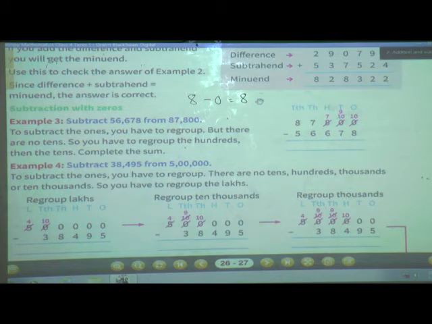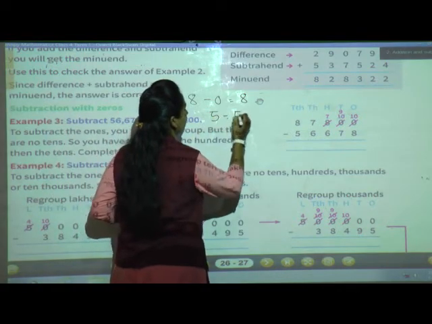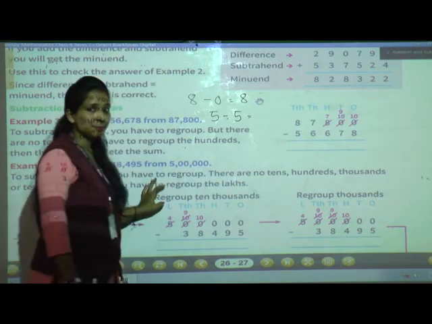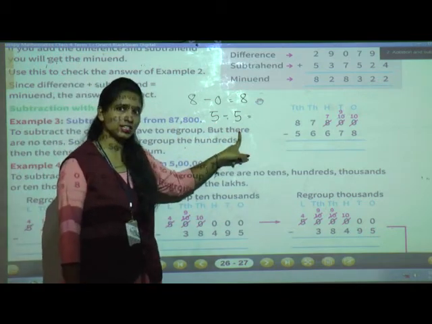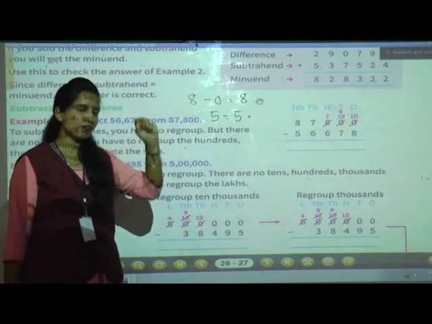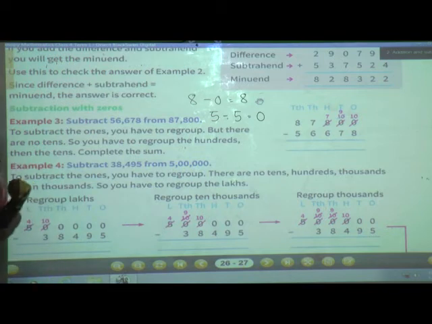Second thing, when a number is subtracted from itself, we get 0. For example, 5 minus 5. When the number is subtracted from itself, 5 minus 5, we get 0. Understood? Keep it in your mind.